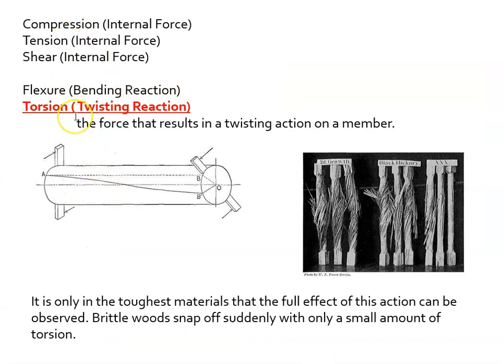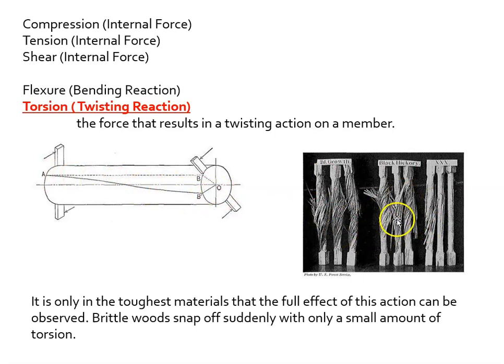Fifth is torsion, our fifth internal force. The force that results in a twisting action on a member. Okay, so here, this diagram, I believe, would be pinned in one spot essentially, or it's being pushed in the opposite direction, and this one is being pushed counterclockwise. If we were looking at it from this direction, this one's coming counterclockwise, this one's coming clockwise, and then the axis is getting twisted.